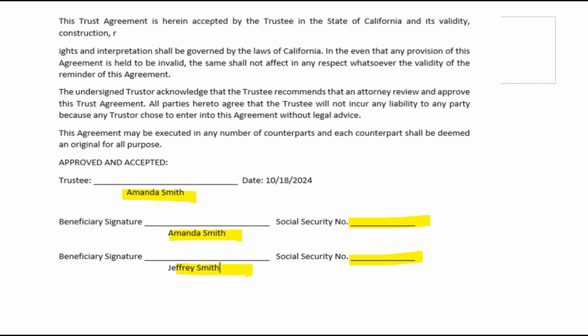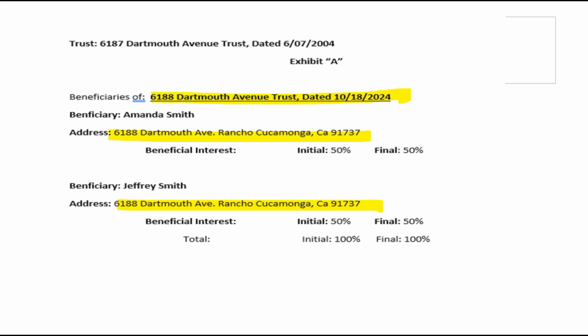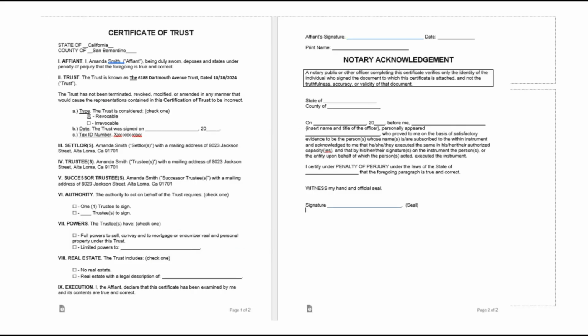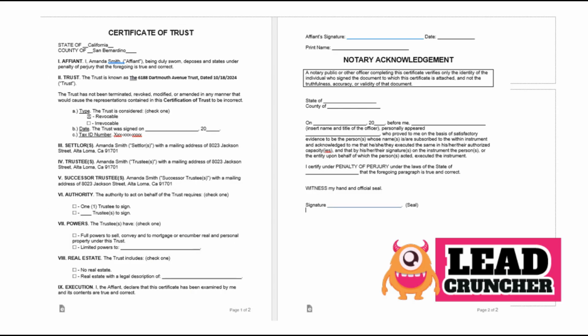We have 2 exhibits. Exhibit A shows the percentage of equity between the beneficiaries. Exhibit B, very important, as it contains the legal description of the property. Notice that the trust itself is not notarized. But when I sell the property, the escrow company or title company will have me fill out a document called the Certificate of Trust. In this document, I declare that I am the only trustee or the settlor of the trust. I provide the name of the trust, my tax ID, check the box that this trust is revocable, and finally, I have it notarized.